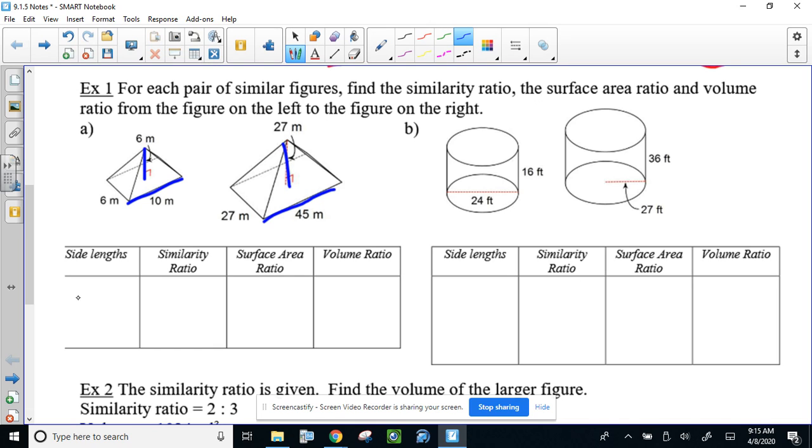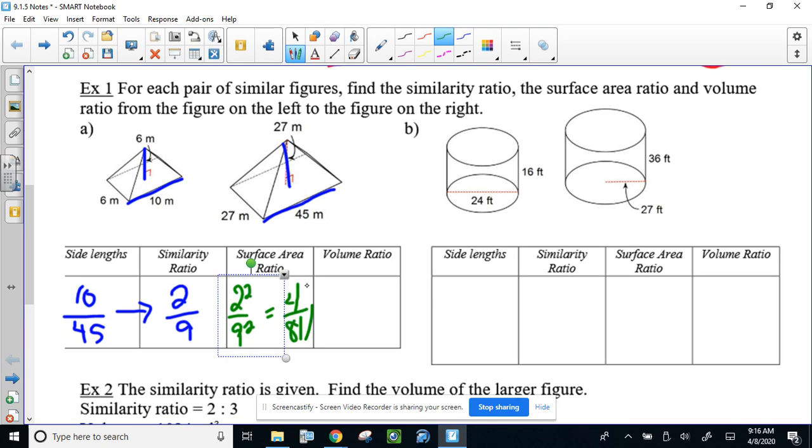It doesn't really matter. I'm going to take the 10 and the 45 because I know when I try to reduce them to their similarity ratio, I could divide by 5, which would make this just 2/9. And so then our surface area ratio, we would just square it. So 2 squared and 9 squared. So we would end up with 4 over 81. And then for our volume ratio, we're going to take that same thing and raise it to the third power. So this is real quick. This would be 8 over 729.